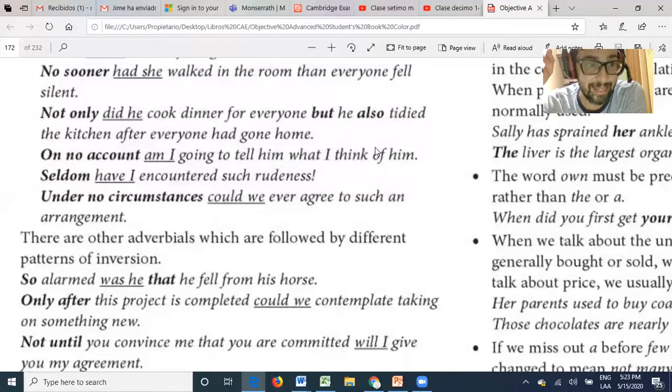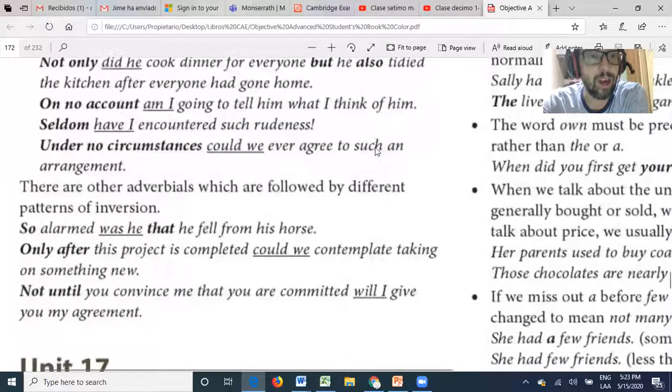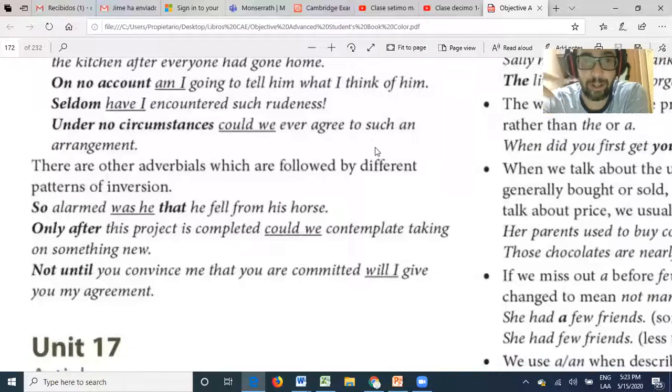Another one says, seldom have I encountered such rudeness. Or under no circumstances could we ever agree to such an arrangement. There are other adverbials which are followed by different patterns of inversion. For example, so alarmed was he that he fell from his horse. Or only after this project is completed could we contemplate taking on something new. Or not until you convince me that you are committed will I give you my agreement.